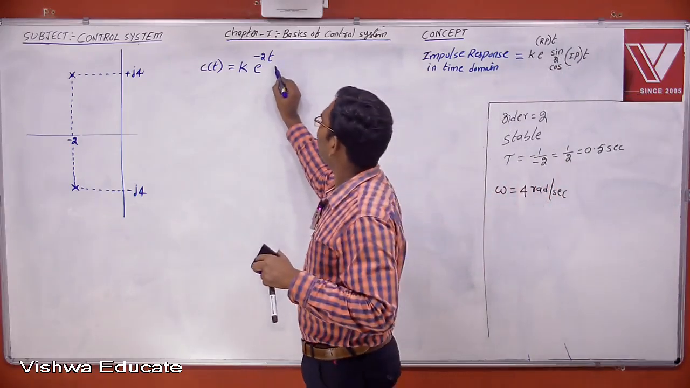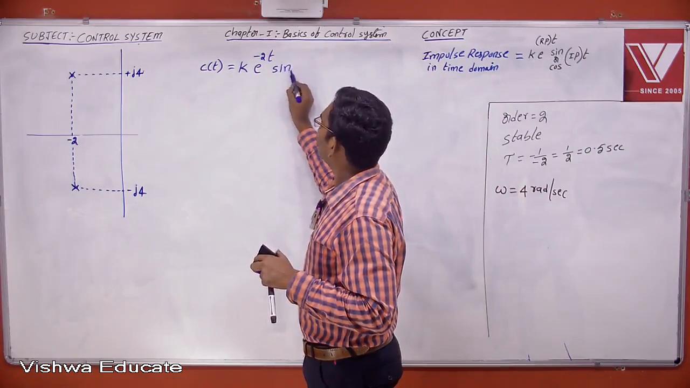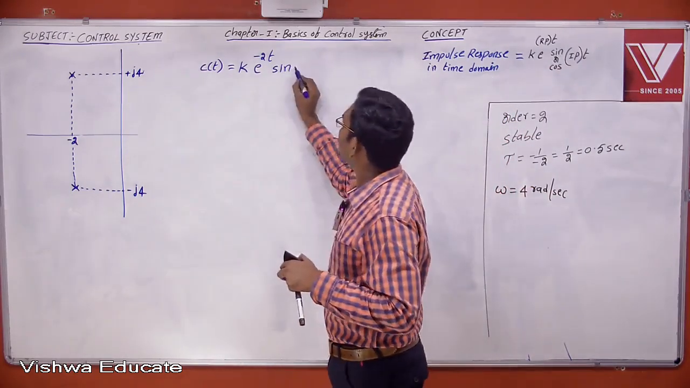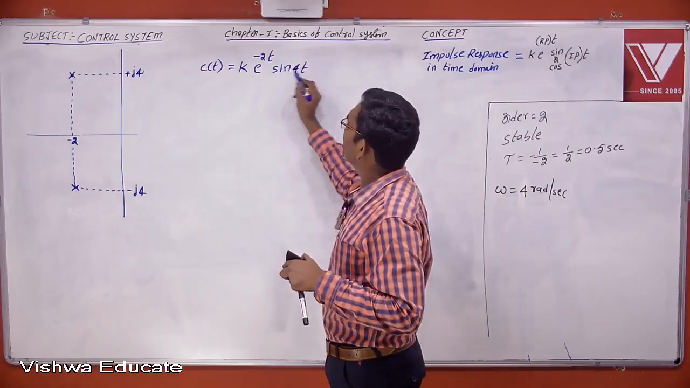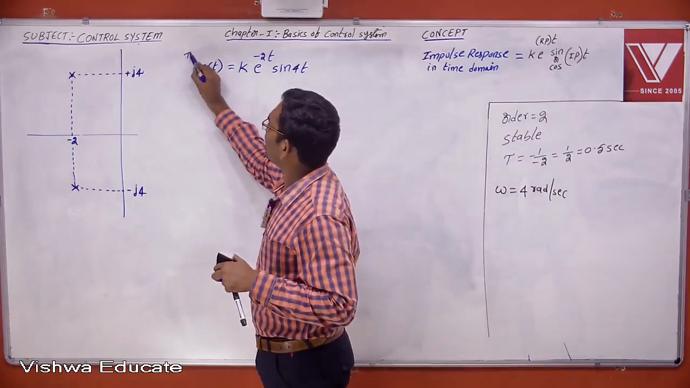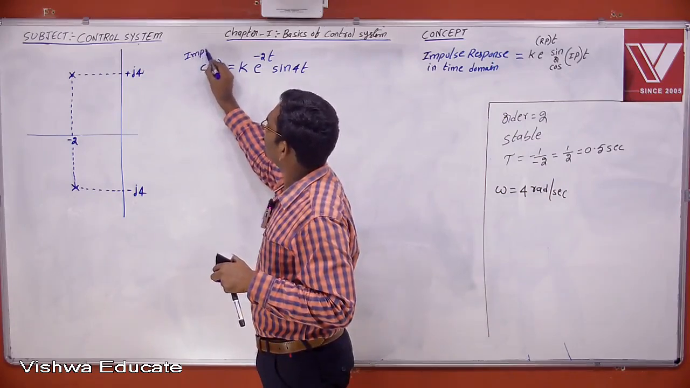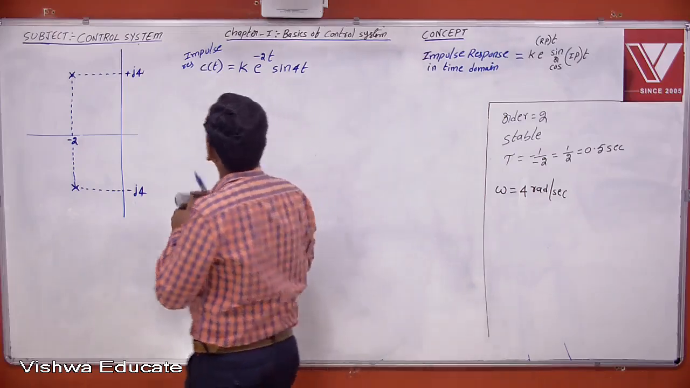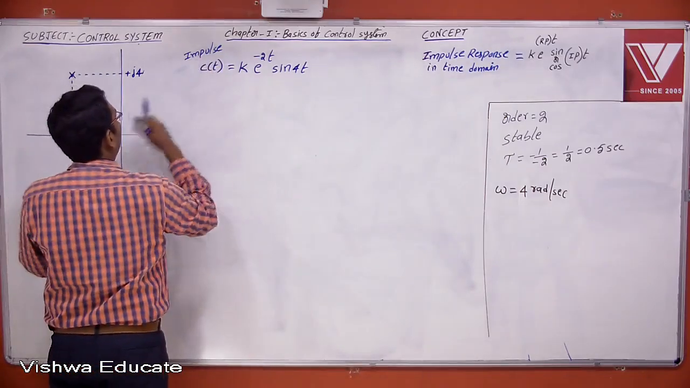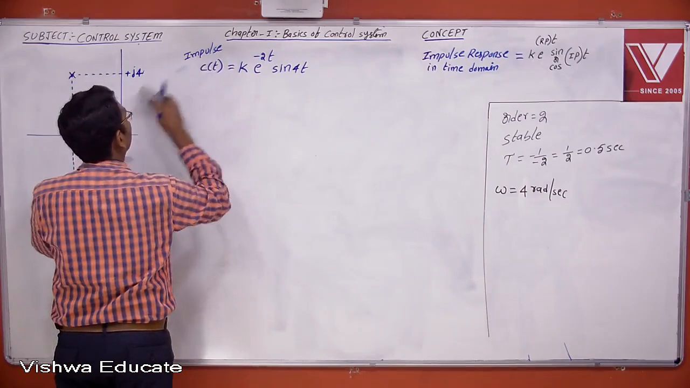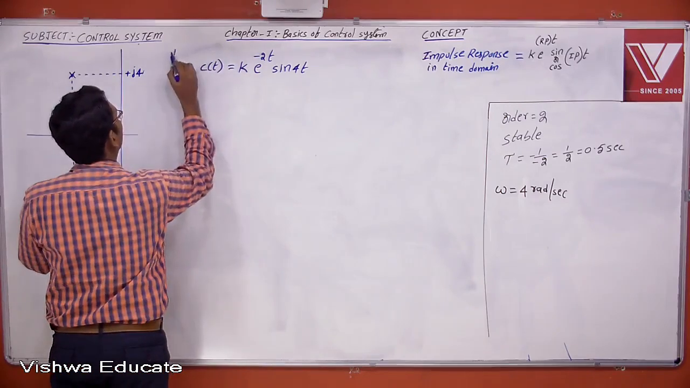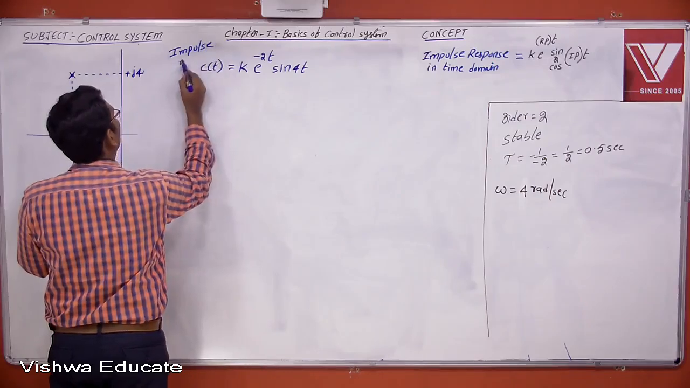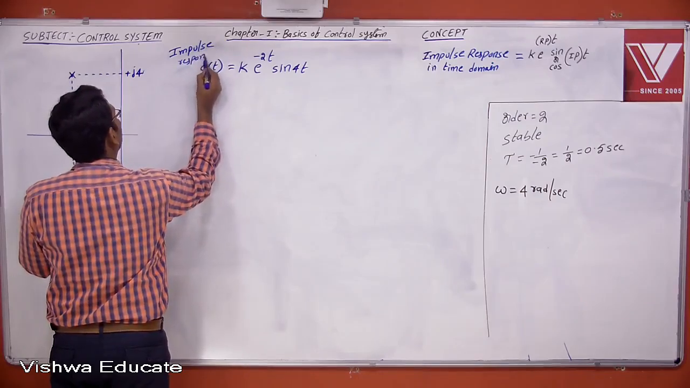Now k into e power -2t into sine of the imaginary part. What is the imaginary part? 4, so sine 4t. This is the impulse response in time domain directly.